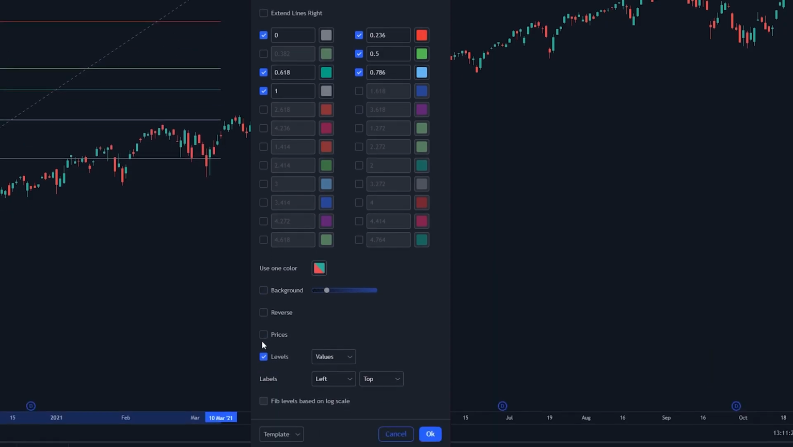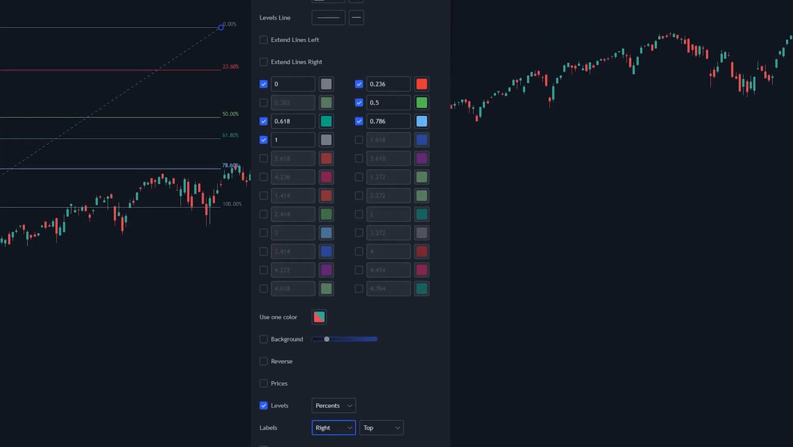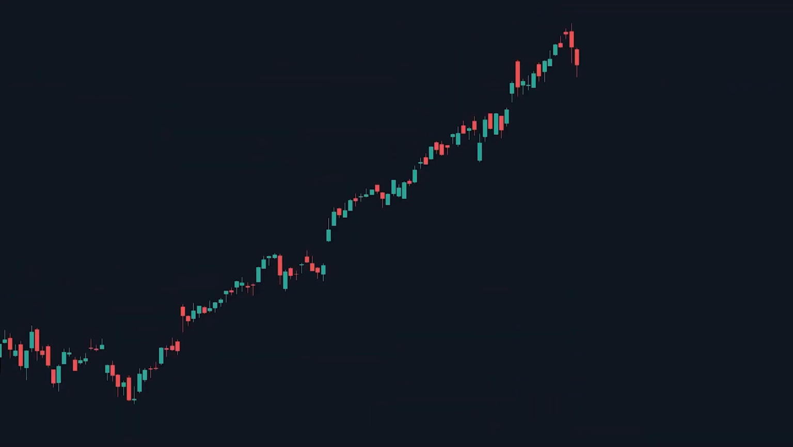Then uncheck prices and change the levels from values to percents. Also, change your labels from left to right. These are the settings that I have found work best for me, and it makes it really clean on the chart. So now that we have the correct settings, let's move on to how to use the tool correctly.